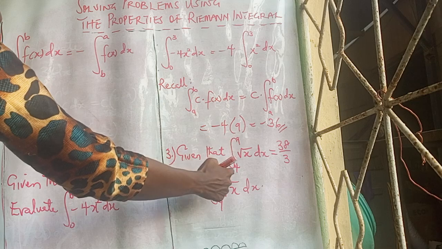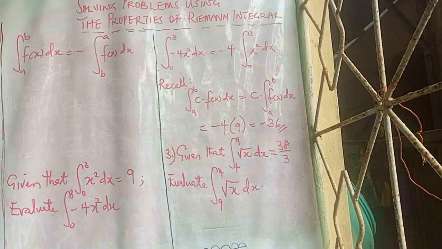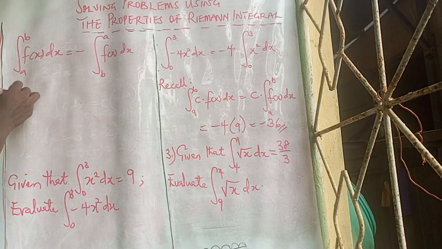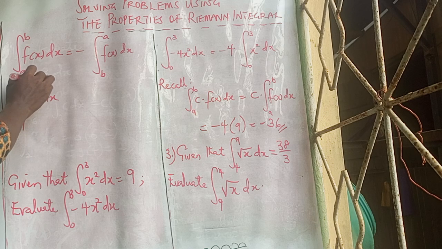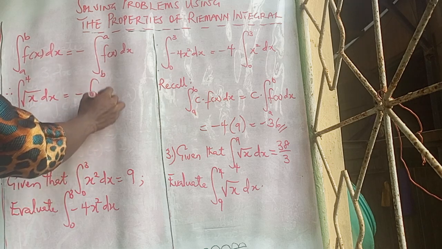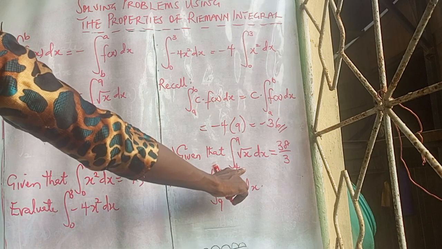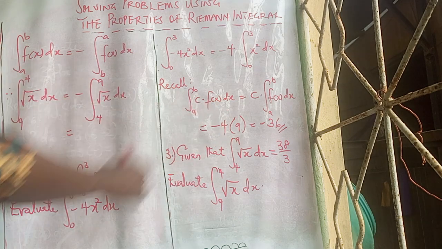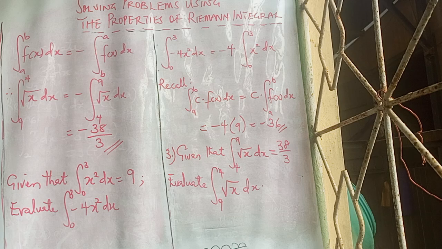In this question, we are given the integral of root x dx from 4 to 9. We are told to evaluate the integral from 9 to 4. Therefore, the integral of root x dx from 9 to 4 will be the negative integral of root x dx from 4 to 9. But we are told that from 4 to 9, the integral of square root of x dx is 38 over 3. This gives us what? Minus 38 over 3.